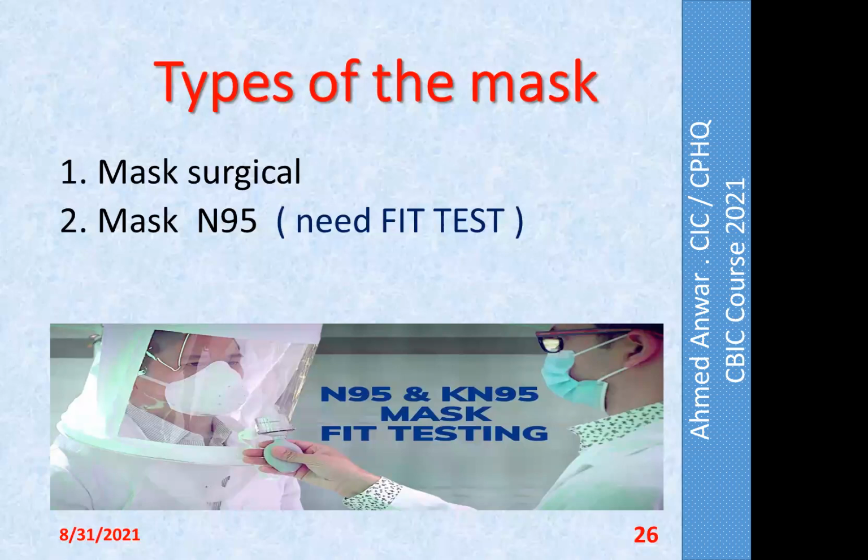We have two types of mask: surgical mask and N95 mask. Surgical mask is used when there is risk of respiratory infection or when we care for a patient under droplet precautions. N95 mask is used only for patients with airborne infection. And before using an N95 mask, the healthcare worker should undergo a fit test to decide what is the suitable size for him.